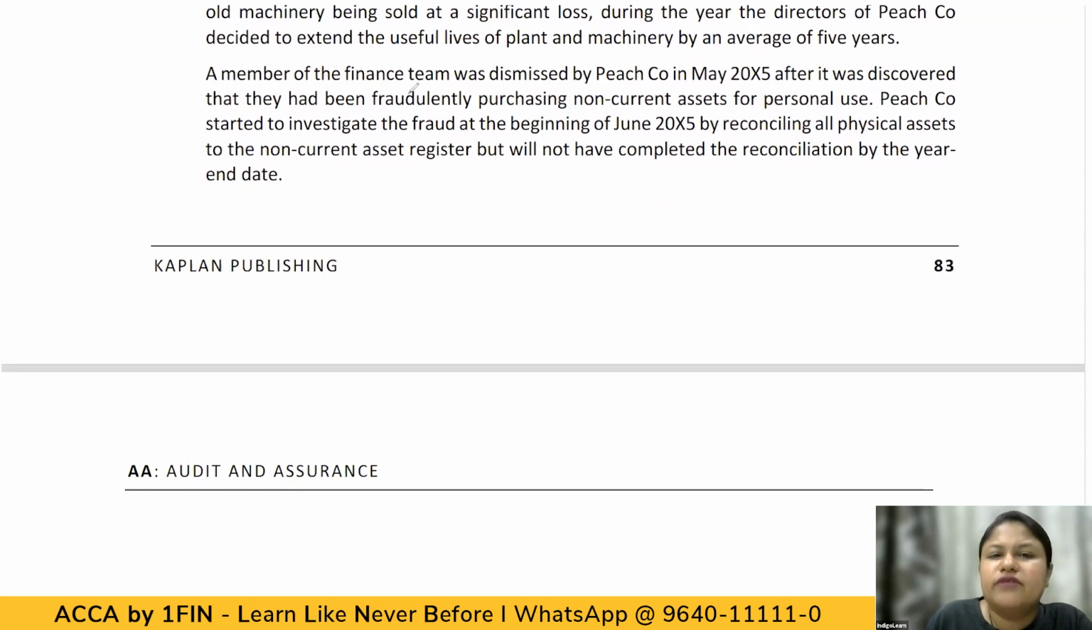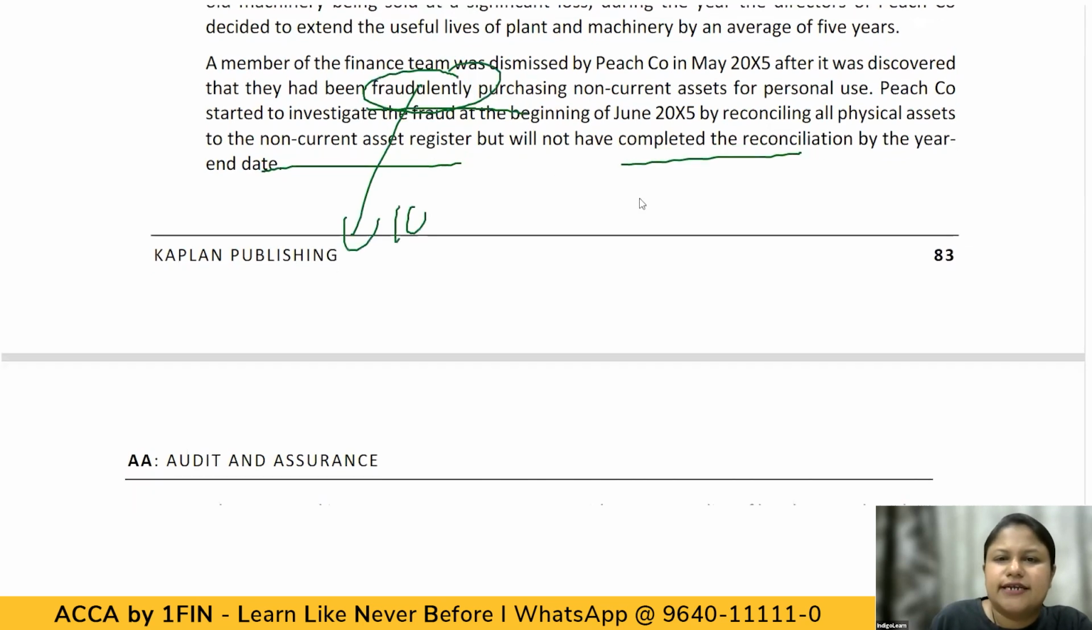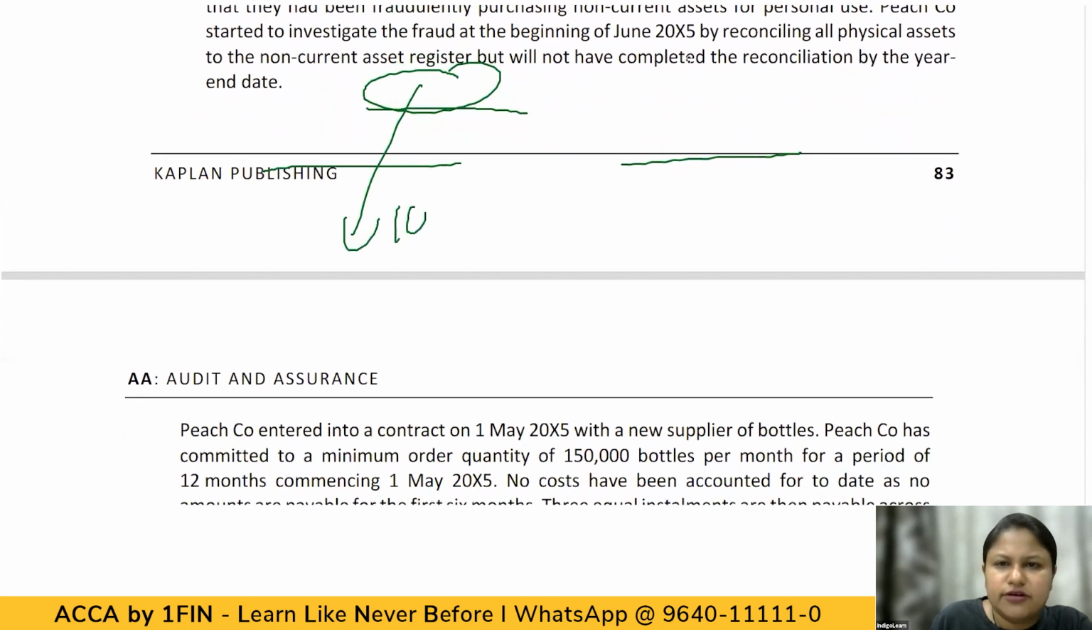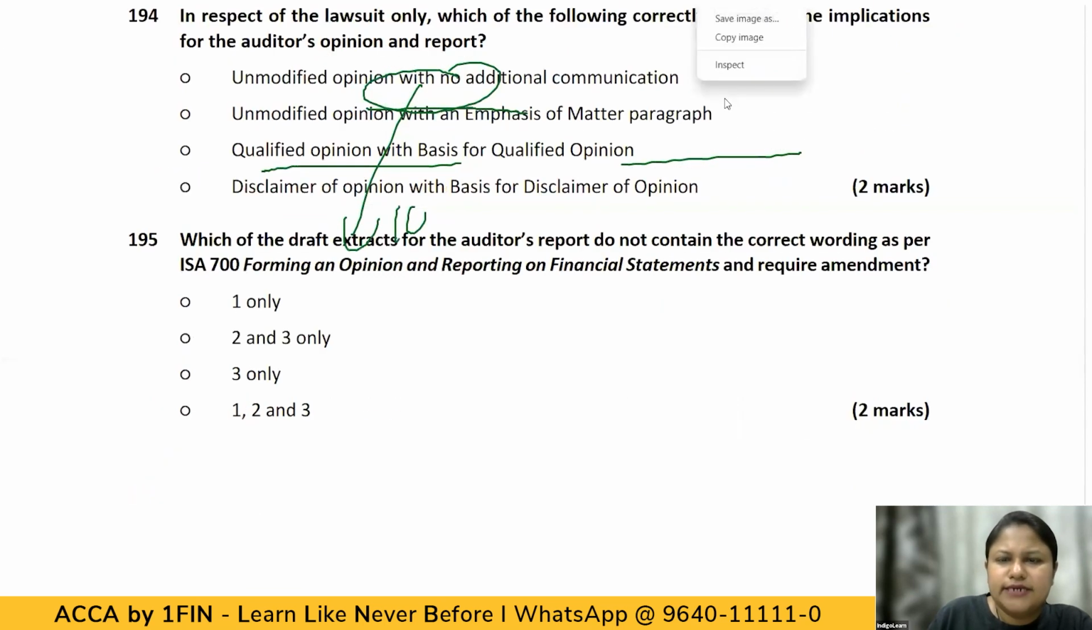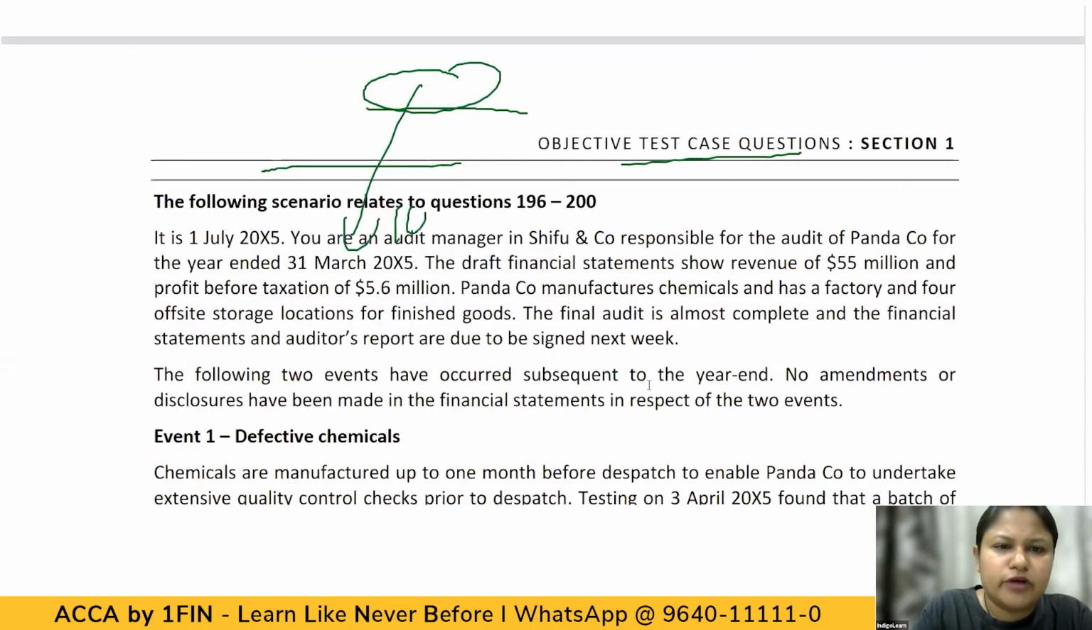Then, a member of the finance team was dismissed by Peach Company in March 2015 after it was discovered that they had been fraudulently purchasing non-current assets for personal use. So there has been a fraud. So internal control failure. Okay. Peach Company started investigating the fraud at the beginning of June 2015 by reconciling all the physical assets to the non-current asset register, but will not have completed the reconciliation by the year end. So they started cross-checking the books with the real physical assets, but could not complete the reconciliation till the year end. Okay. So still we are not sure how much the fraud is and all of that.